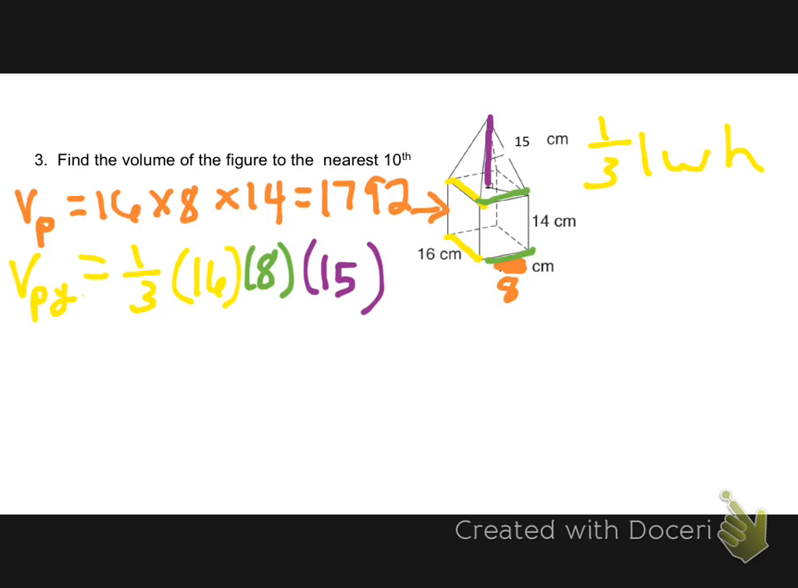So if you take all of those and put them in the calculator, you're going to find the volume of the pyramid to be 640.